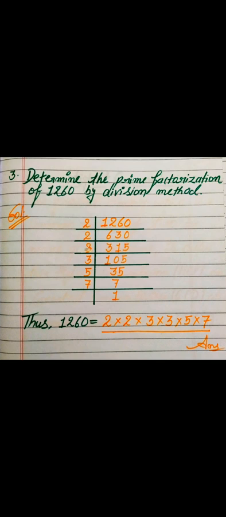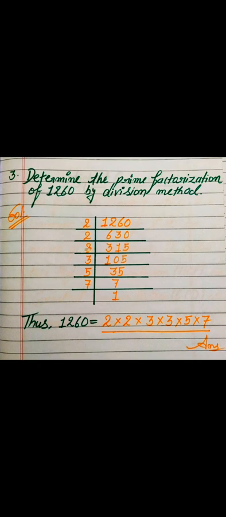Now students, first we will divide by the smaller prime number, then we will divide by the greater prime number. Listen, it is good, but it is not a compulsion. As you are seeing, first we will write this 1260 in this table.